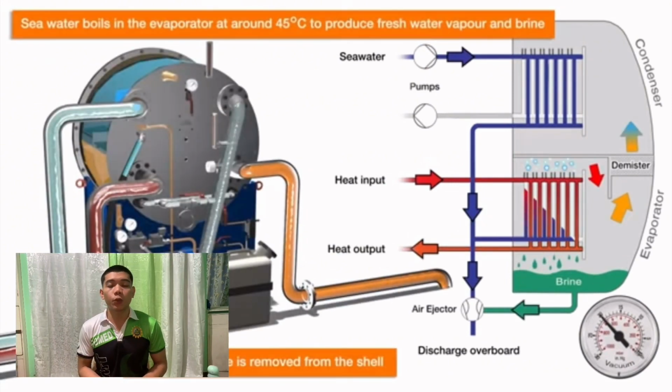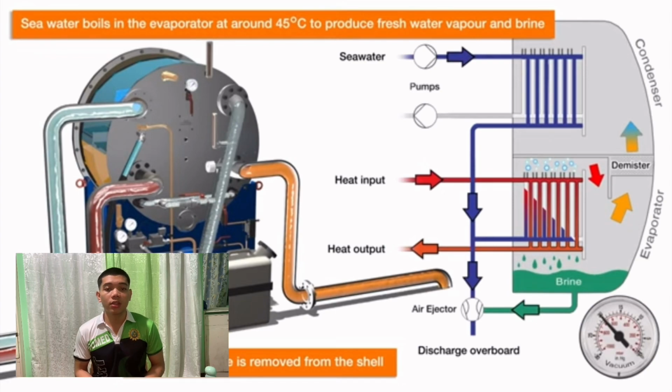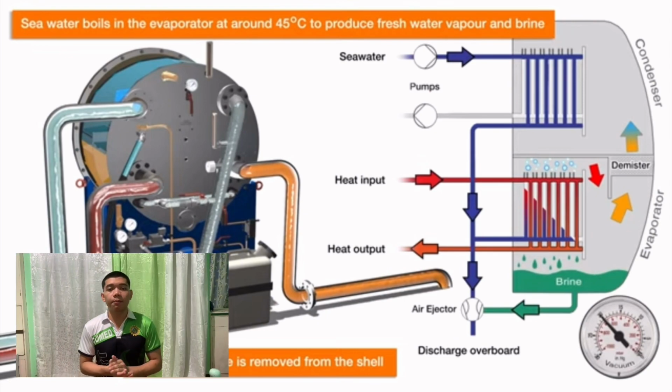The third step is low pressure evaporation. The preheated seawater is pumped into the low pressure evaporator chamber, where it is further heated. The chamber operates at a lower pressure than atmospheric pressure, reducing the boiling point of the seawater and facilitating evaporation.